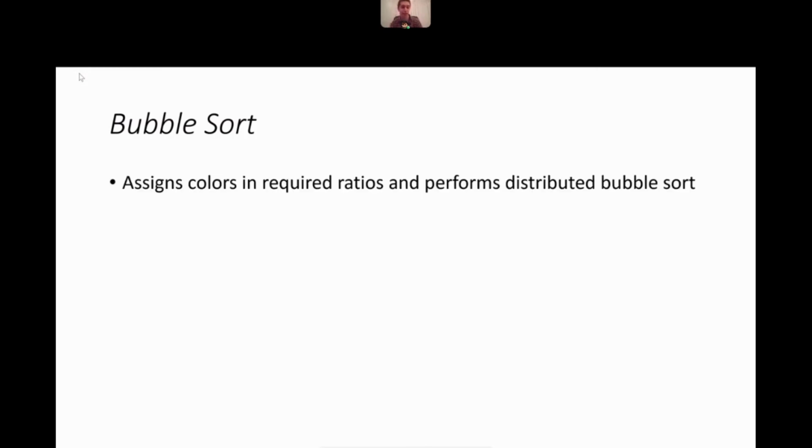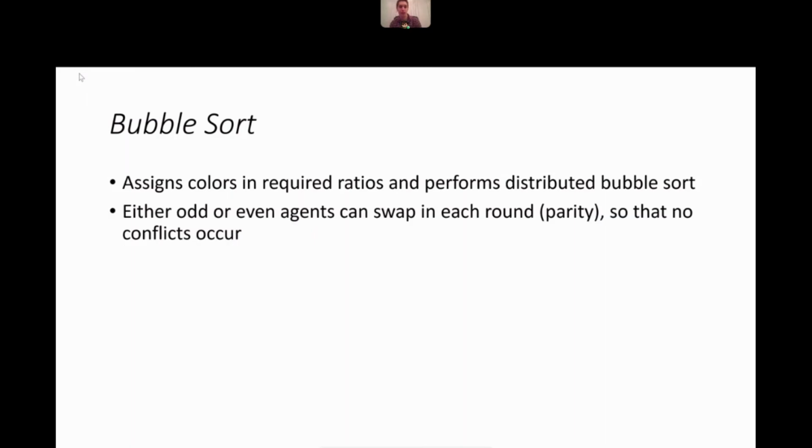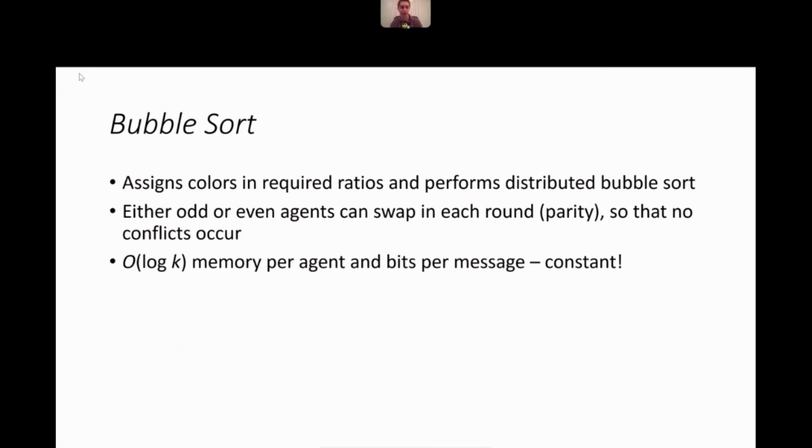And the idea here is that we want to assign colors in the required ratios without worrying about order. And then after we have the correct ratio of colors, we sort the colors among the agents. So we have swaps happen by even or odd agents depending on the round, so that no conflicts occur. And this requires O(log k) memory and bits per message.